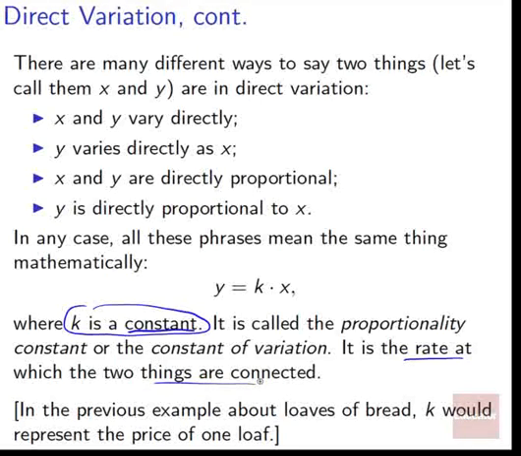Remember with the arrows, the red arrow is bigger than the blue arrow. There's some rate that says the red arrow grows faster than the blue arrow, whether it's going up or going down. In the previous example about loaves of bread, k would be representing the price of one loaf. That's the rate of connection between loaves of bread and the cost of the bread. The price is what's connecting them. That would be our rate k for that loaves of bread example. It would be based on the price.